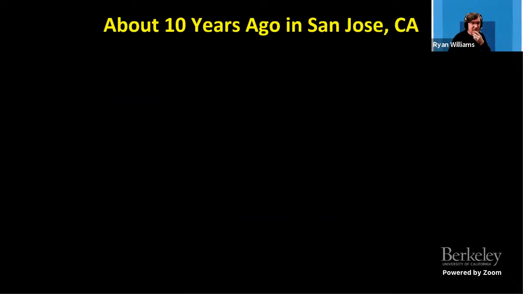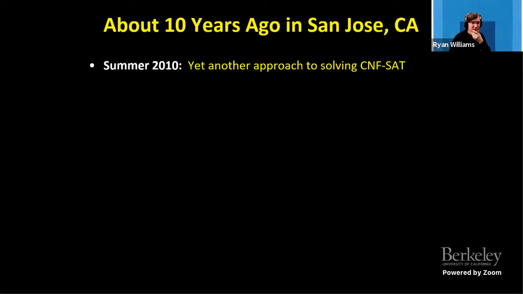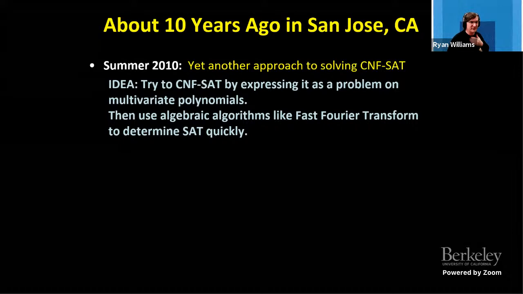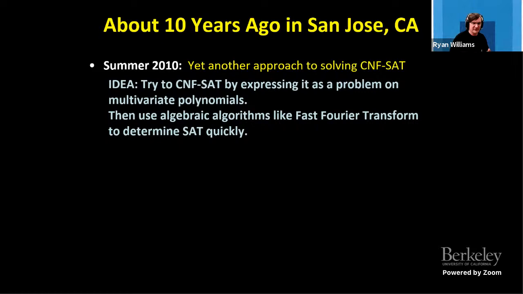All right. So about 10 years ago in San Jose, California, I was doing yet another approach to solving CNF SAT. The idea here was I would try to solve CNF SAT by expressing it as a problem on multivariate polynomials. So do some kind of so-called algebraization of the problem. Then I would want to use algebraic algorithms like the fast Fourier transform to determine SAT quickly. So I had various ways of trying to do this, trying to use things like matrix multiplication, things like fast Fourier transform, let's take advantage of algebraic structure and work surprisingly fast.